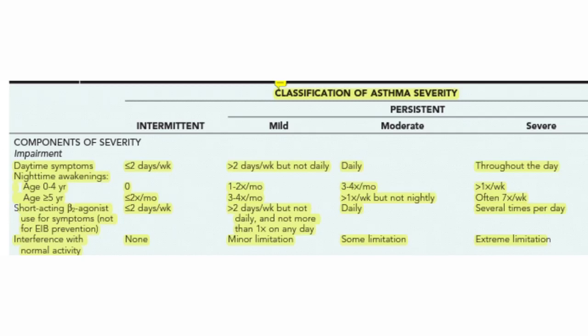I will revise it: daytime symptoms are the same for all ages. So if less than or equal to 2 days per week, it is intermittent.